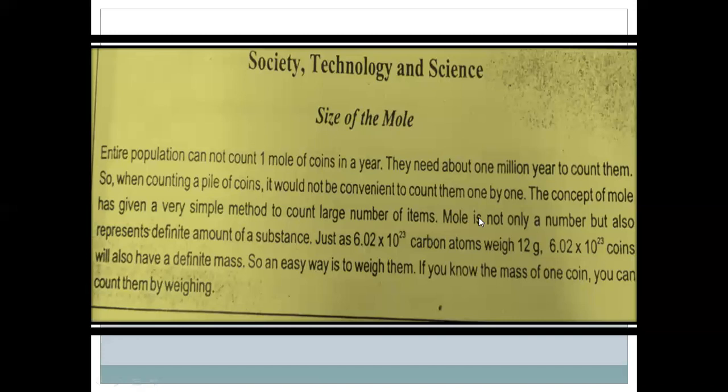1 mole, and if it is 12 grams, it is understood that it will contain Avogadro's number of particles, or 6.022 × 10^23 particles. So an easy way is to weigh them instead of counting all the coins individually. If you know the mass of one coin, you can count them by weight.